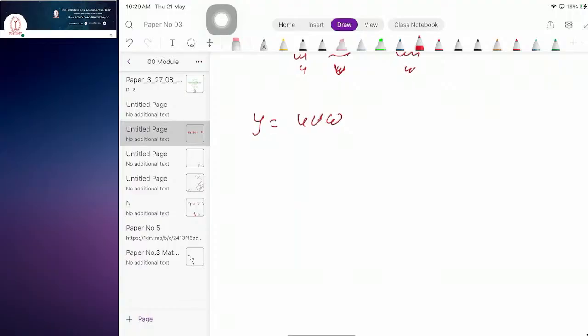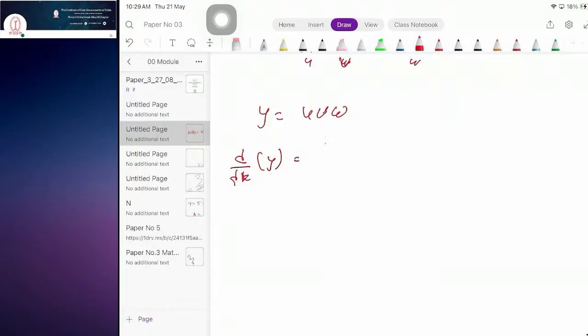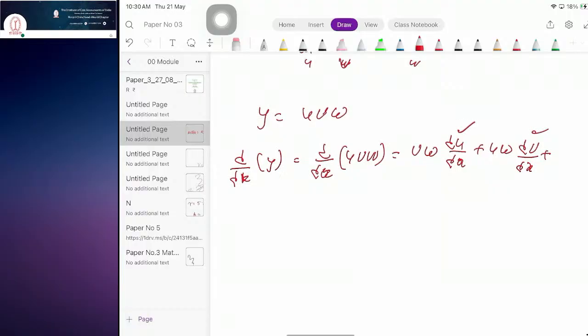So what will be the derivative of the multiplication of three functions? d/dx of y, that is d/dx of uvw. In that case you multiply the other two first: v w du/dx plus, first and last, u w dv/dx, and plus, now that u and v are differentiated, what remains is w: u and v as it is, dw/dx.